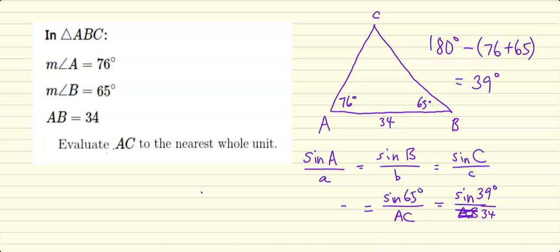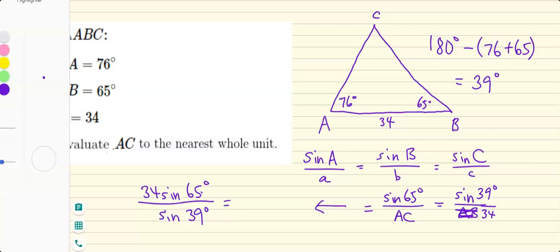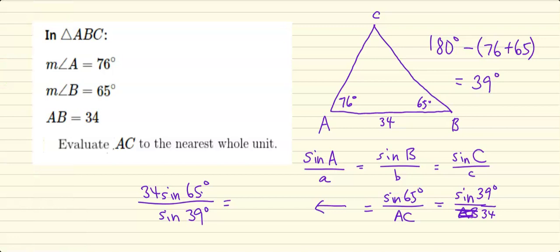And now all we need to do is take 34 sine of 65 degrees and divide that by sine of 39 degrees. And the calculator will show us 48.965, which we round to the nearest whole unit and makes it 49. So AC is 49.